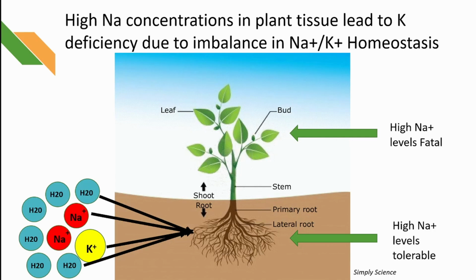In the root, where the primary functions are storage and uptake, the plant cells will be more tolerable to excess sodium. However, in the shoot, where primary functions include things like photosynthesis and stomatal regulation that need a lot of potassium ions, the cells are more vulnerable to toxicity from sodium accumulation.